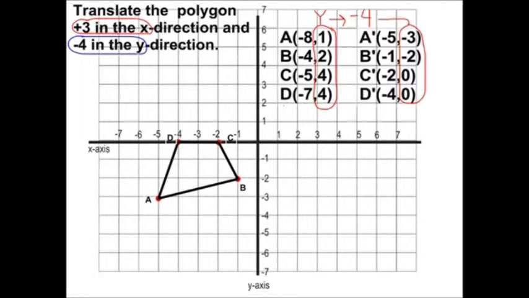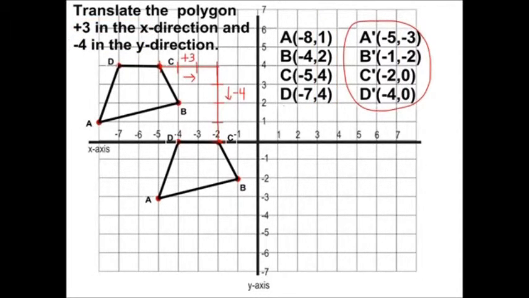So anytime you are performing a translation, you can simply take the movement in the x direction and add that number to all of the original x values to get your new x values. For any movement in the y direction, you simply add that number to all of the original y values to get your new y values, and that will give you the new coordinates of your translated object.